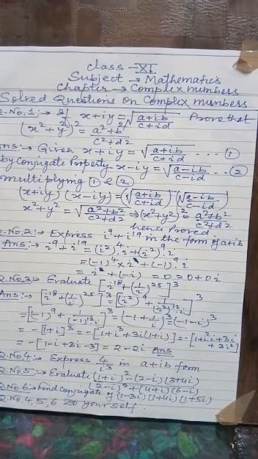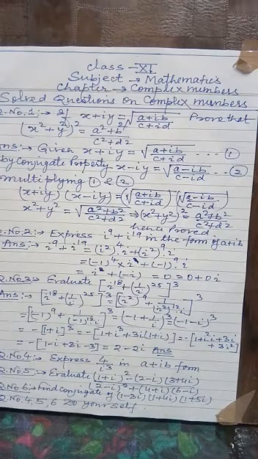You can clearly see x plus iota y equal to square root of (a plus iota b) upon (c plus iota d). Call it equation 1. And by conjugate property, you can write conjugate of x plus iota y as x minus iota y. Similarly, it will be equal to conjugate of right hand side, that is square root of (a minus iota b) upon (c minus iota d). This is by conjugate property, you can always show. So this is equation 2.